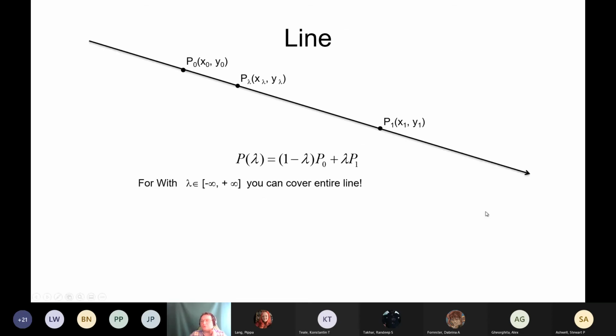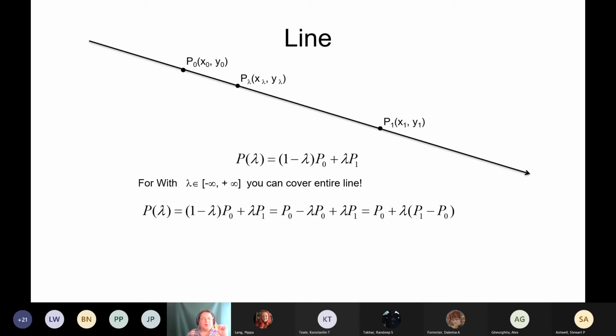Now we have to go to another aspect of the same formula, because if you now think that this lambda could change from negative infinity to positive infinity, so all possible values, this formula will cover the entire line. So not just in between P0 and P1, but with negative values of lambda, it will be an extension of this line from P0 to infinity and more. And with values greater than 1, it will go also to infinity in the other direction. So yes, you can cover the entire line.